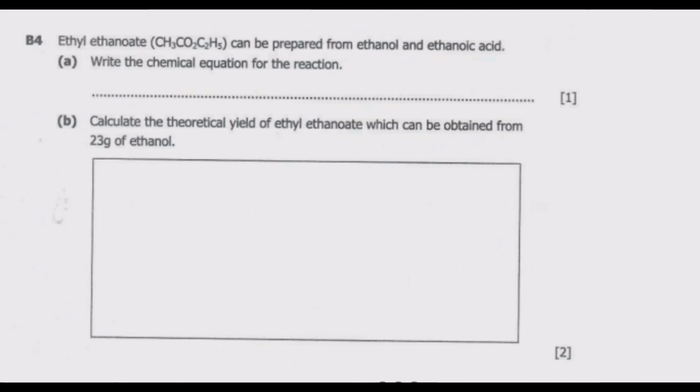Let us look at question B4. Ethyl ethanoate can be prepared from ethanol and ethanoic acid. Question A. Write the chemical equation for the reaction. So basically we just need to understand the general reaction that happens when a carboxylic acid reacts with an alcohol.